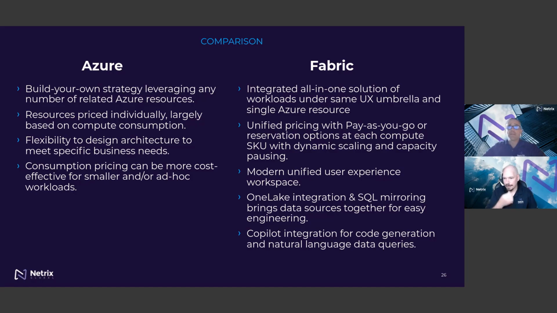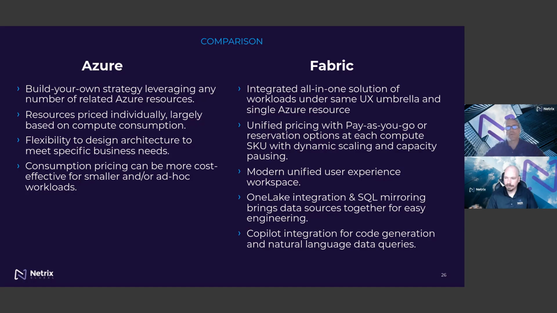And in a lot of cases, there's the unified pricing, where you pay for that particular compute SKU, and you pay X number of dollars per month based on whether you're getting an F2 SKU, an F4, F8, and on up. So you have some very good price and cost certainty there with your Fabric environment. So: cost certainty, all-in-one solution, unified workspace. Additionally, that OneLake integration is key.